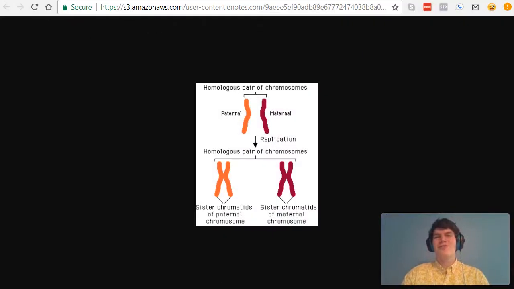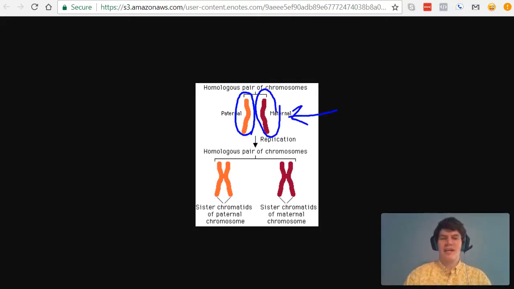Chromosome and chromatid are two terms that many students mix up. Before replication, you have one copy of the genetic information for each chromosome. So these are referred to as chromosomes, okay? After replication, the genetic information is doubled, and now we say that each chromosome has two chromatids, okay?